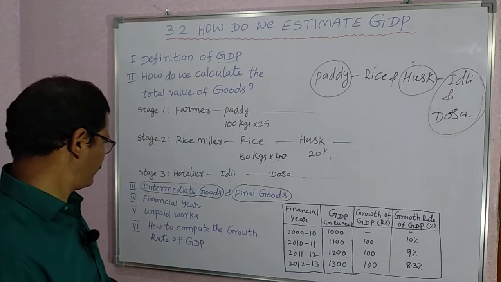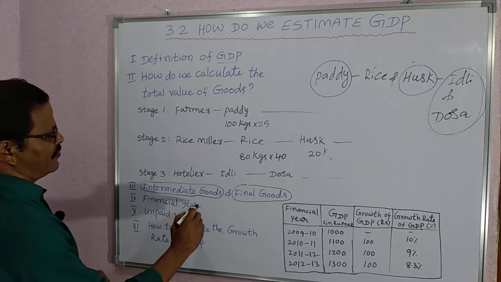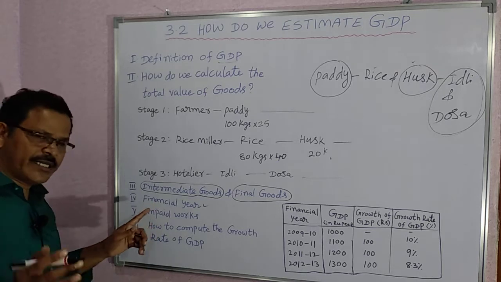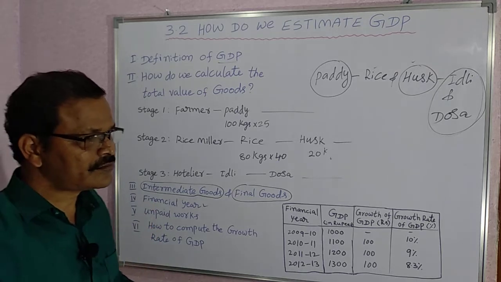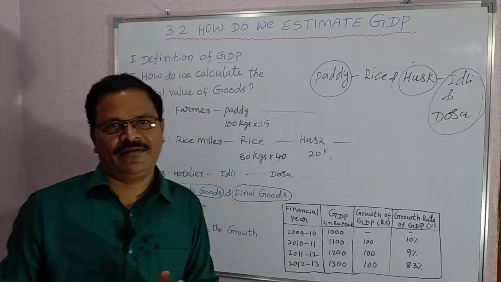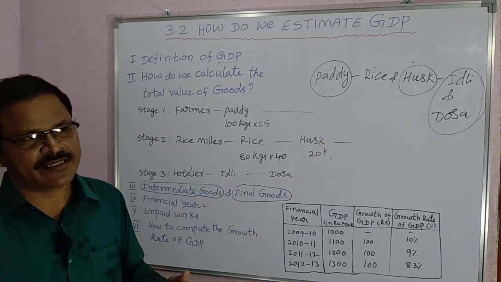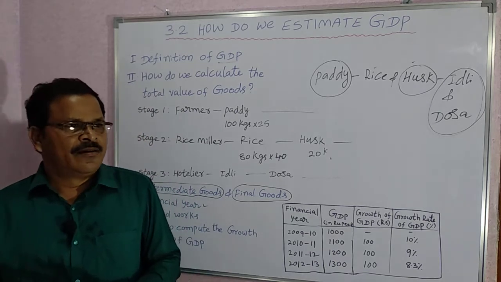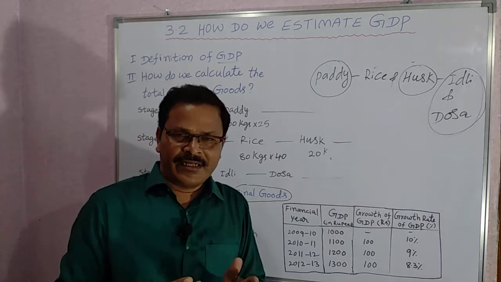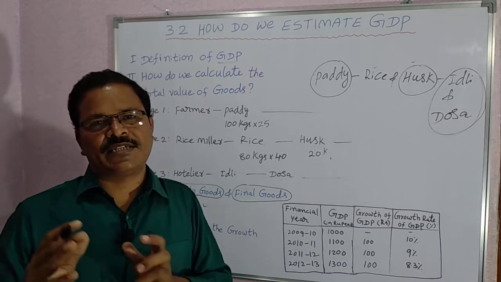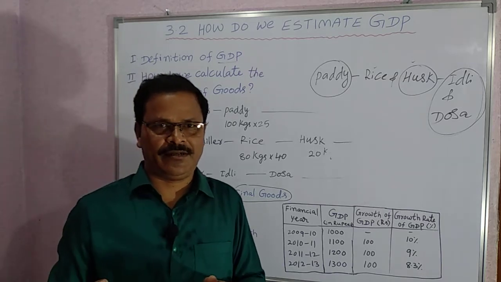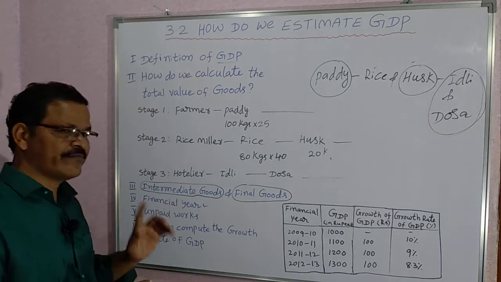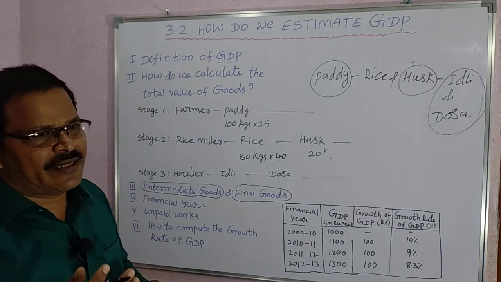Okay, next. Financial year. We have already discussed it. In our previous class, we discussed economic year. Economic year means a year that starts in April and ends in March. It is also called financial year. Generally, in our general life, all of us follow calendar year.